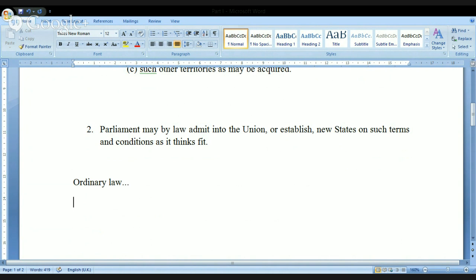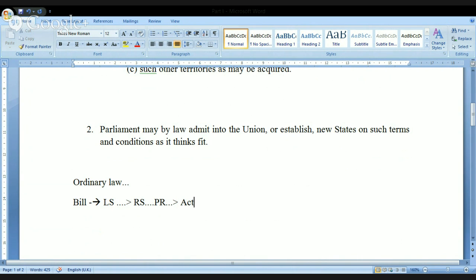How will the ordinary law come into the picture? You know the whole story here. We are introducing a bill, and the bill will go to either Lok Sabha or Rajya Sabha. Again, it will go to the second house, and after that, it will go to the President of India, and after that, it will become a law. We know this. This is the procedure.